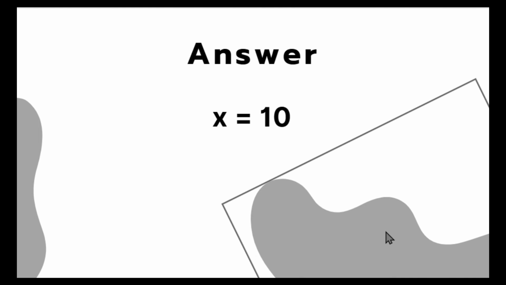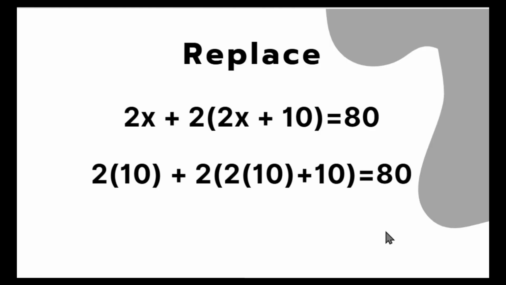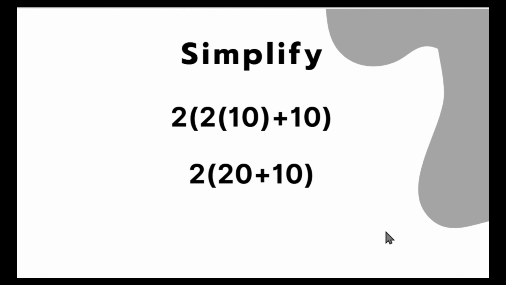The answer is x equals 10, but there is one thing we have to do. To know that we solved the equation properly, we check the answer. In the equation, we'll replace every x with 10, which was our answer. Then we separate the 2 times (2x plus 10) from the equation and simplify it using the distributive property. We have a 2 times 10 in the equation, which we can simplify into 20.